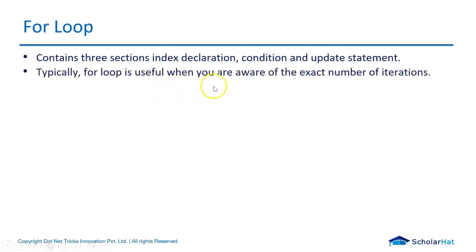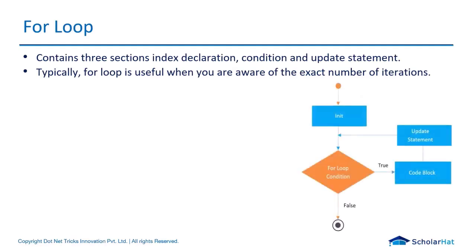Typically, for loop is useful when you are aware of the exact number of iterations, as I told you, because it provides a concise way of writing initialization, test condition, and increment-decrement statement in one line. Thus, it's very easy to debug also, and there is no risk of forgetting. For example, you miss writing the increment or decrement statement, or you miss writing the condition. Chances are very less in this syntax of for loop.